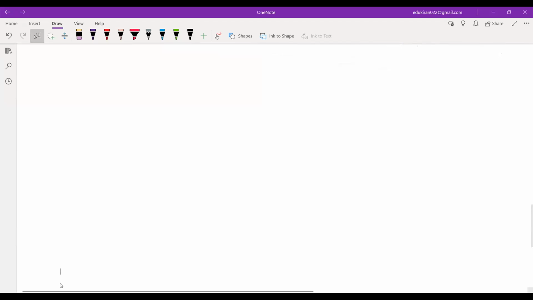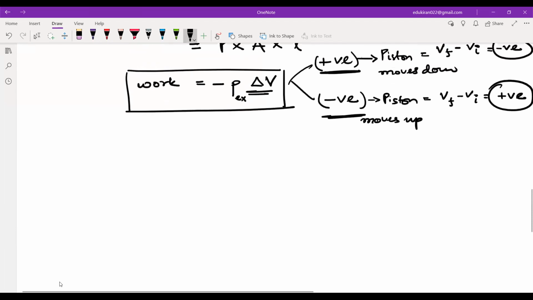Now you write a question. But you have to write a question. So our formula you can write. Please write the formula. Work is equal to minus P external delta V. Okay, minus P external delta V. Right, next.